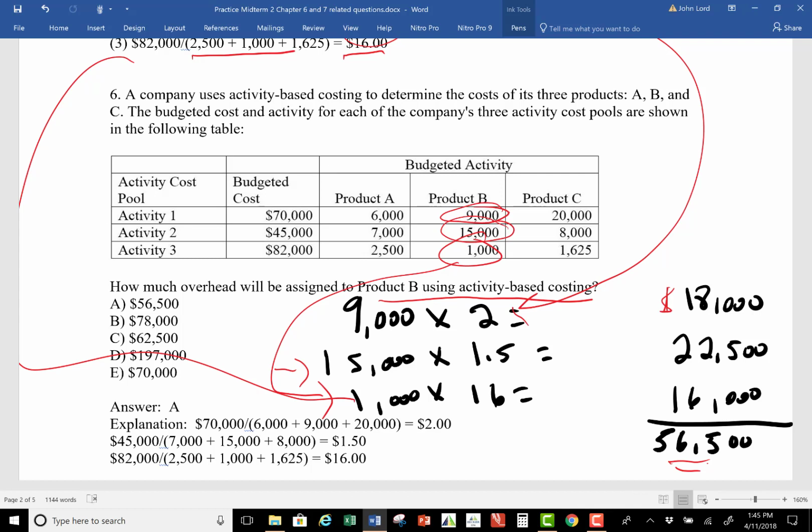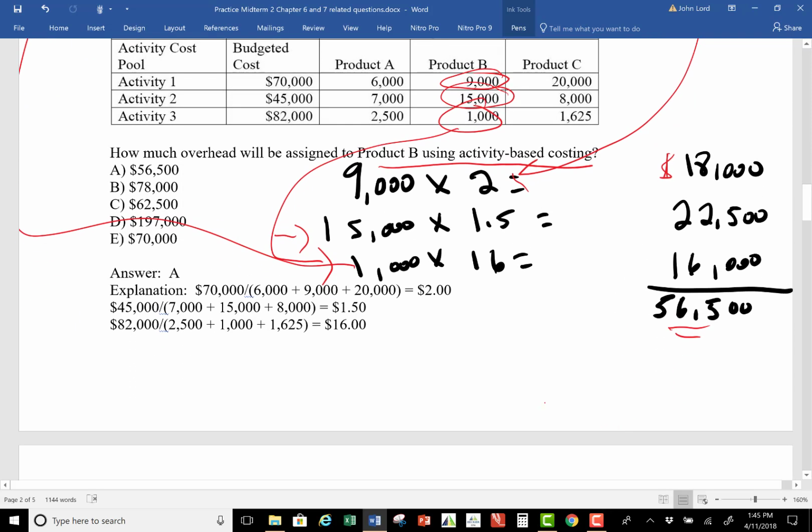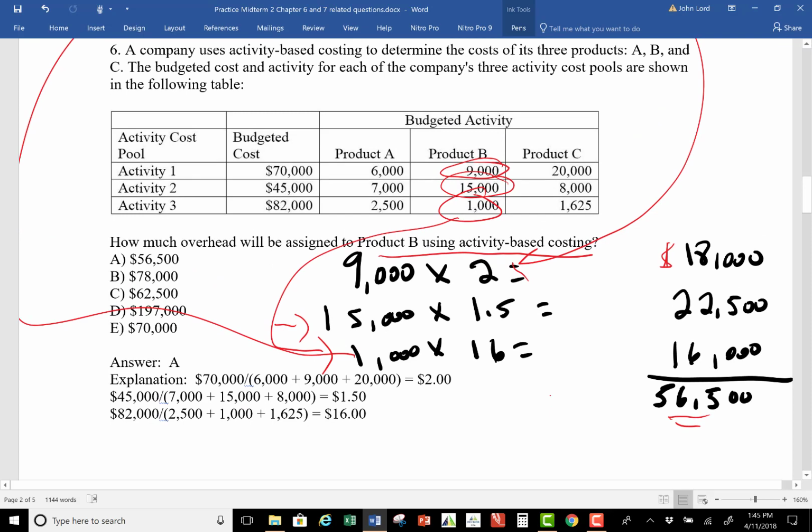Question? I could give you this same question and just ask you product A, couldn't I? Give you the challenge of the century. Okay. Question?